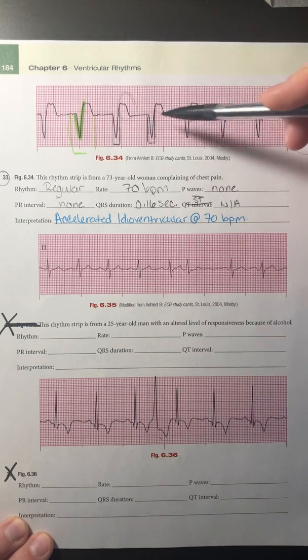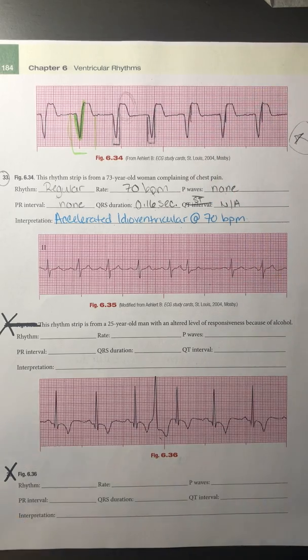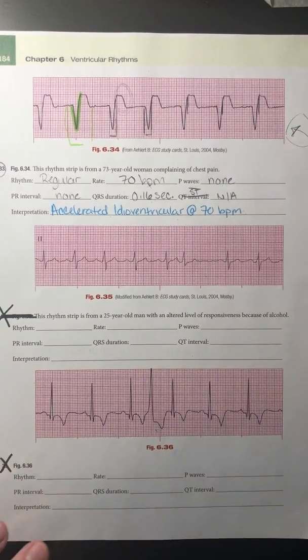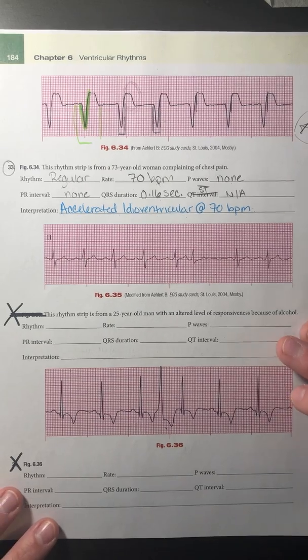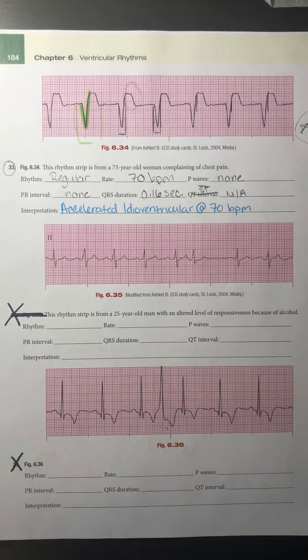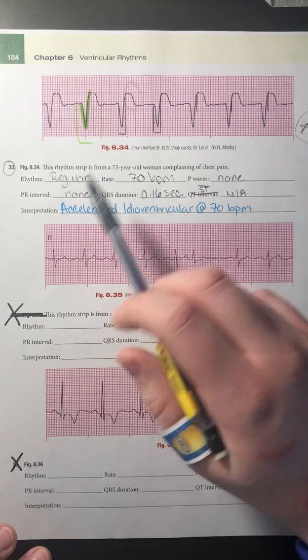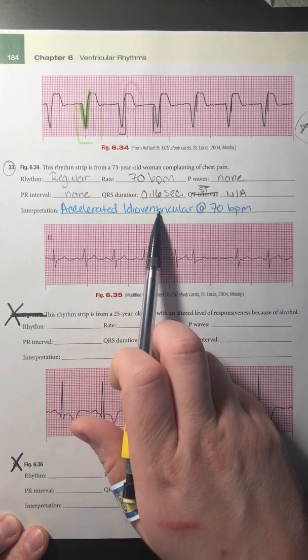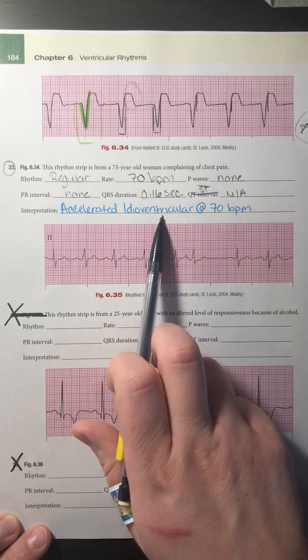My ST segment, so we do have elevation here, and again, that's just because we have that backwards deflection of energy going backwards through the heart. So it's not something that you have to note, but if you do note it, you're just being more specific, and that's okay. My interpretation for this is accelerated idioventricular, or you can just write accelerated ventricular.